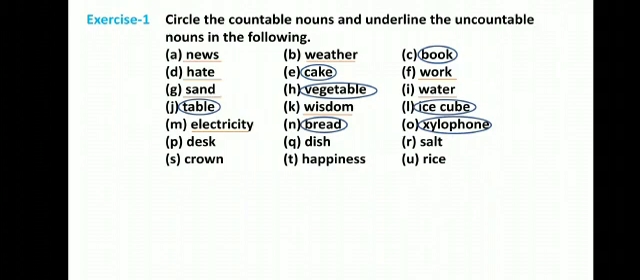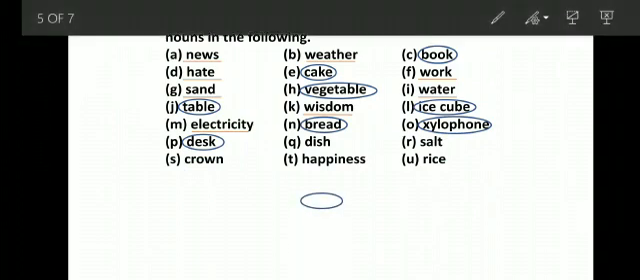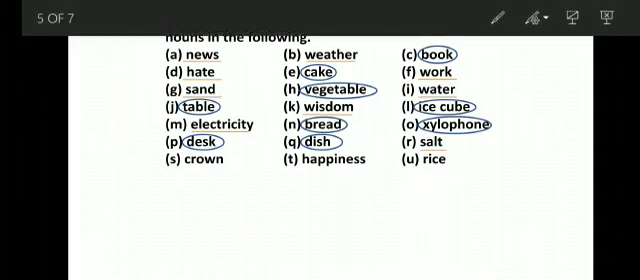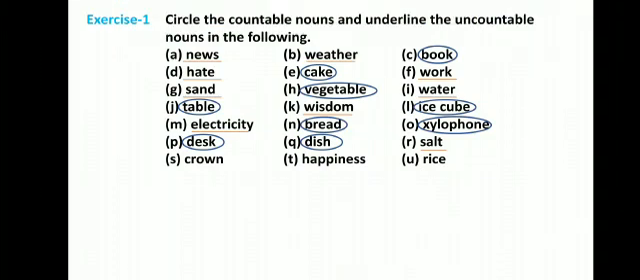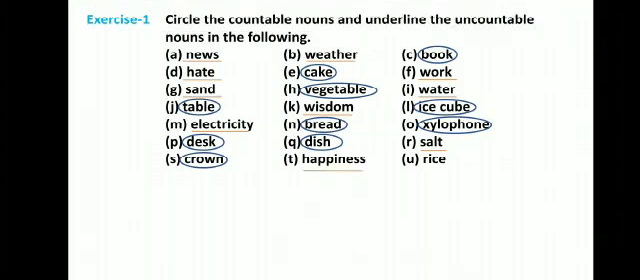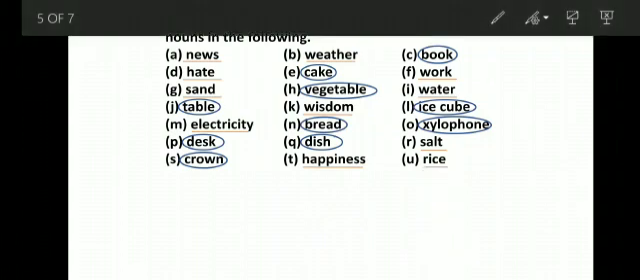Next is desk, dish and salt. Desk we can count it, dish also we can count it, but salt we can't count. Next is crown, happiness and rice. So crown we can count it, happiness we can't count it, and rice also we can't count it. If it is in the bag, then only we can say it's a bag of rice or 2 kilo or 3 kilo, but it's about whole rice, so we can't count the rice.